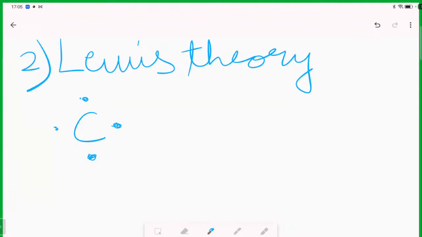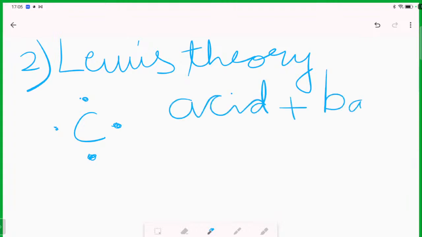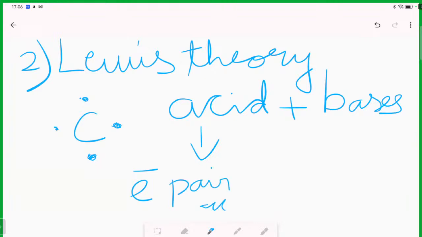इस हिसाब से देखा जाए तो लिविस थियरी में हम बेसिकली एसिड्स एंड बेसेस के बारे में बात करेंगे। सो लिविस थियरी के हिसाब से एसिड का क्या मतलब होता है? एसिड वो है जो इलेक्ट्रॉन पेयर को एक्सेप्ट करता है। सो रिमेंबर दिस डेफिनेशन वेरी क्लियरली, दैट एसिड वो होता है जो इलेक्ट्रॉन पेयर को एक्सेप्ट करता है और बेसिस वो होते हैं जो इलेक्ट्रॉन पेयर को डोनेट करते हैं, ऑब्वियसली.